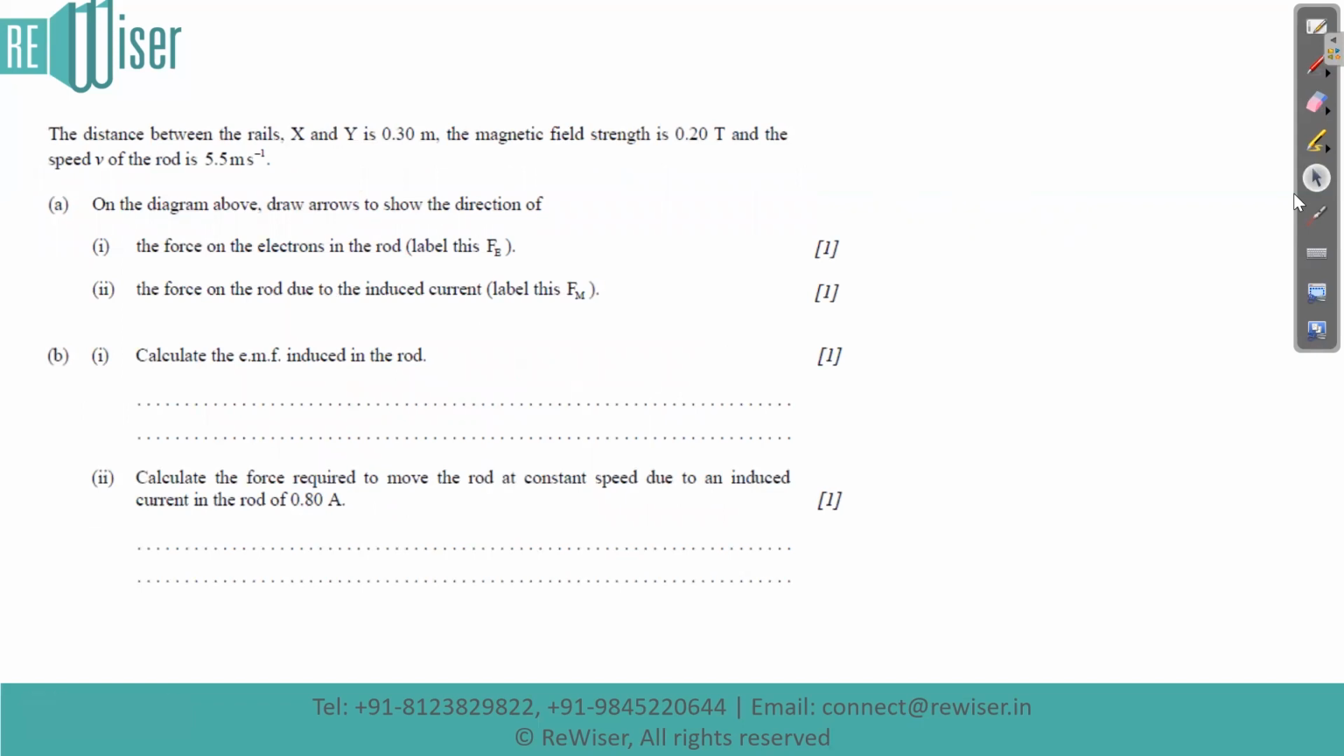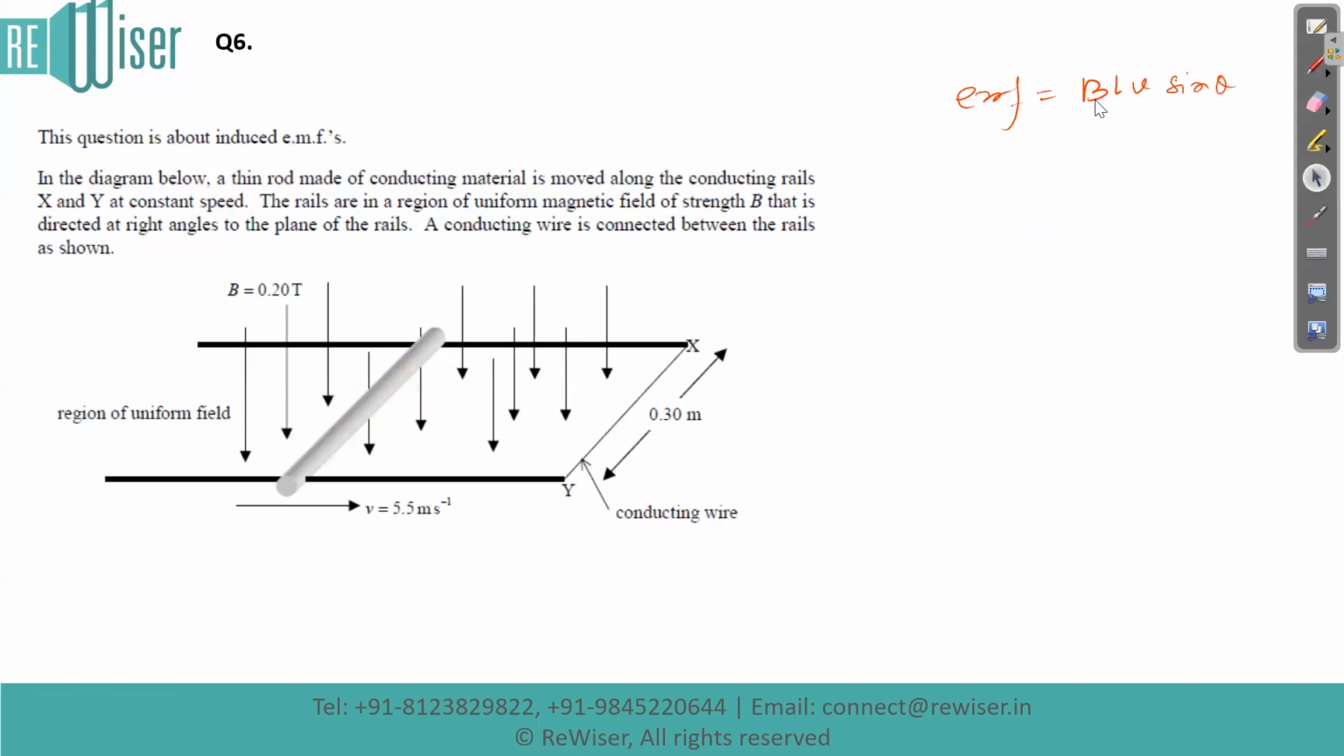Now calculate the EMF. EMF we know is equal to BLV sine theta. Theta is the angle between magnetic field and length. Magnetic field is pointing downwards, length is perpendicular to it, if you can see. 90 degrees. So theta is 90 degrees. Sine 90 degrees is 1, right? So EMF will be BL into V.